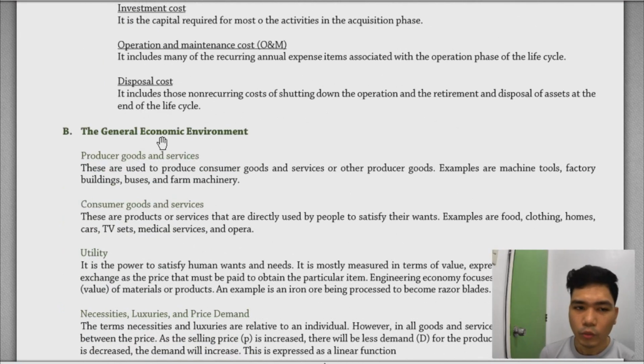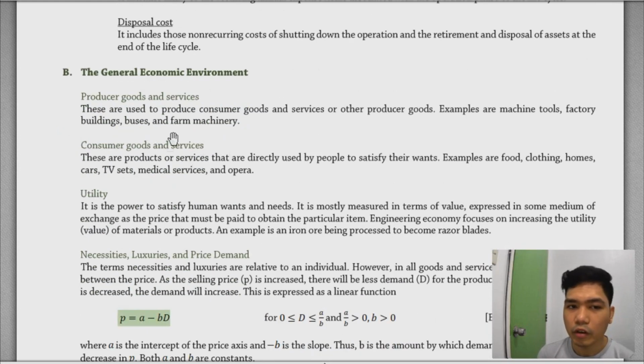Now, how do we deal with the general economic environment? So basically, when we talk about this environment, we're considering not only the costs of a certain material, but also those people who actually buy this product, as well as those people who produce this product. And of course, the material that you need to produce them. So the first one is the producer goods and services.